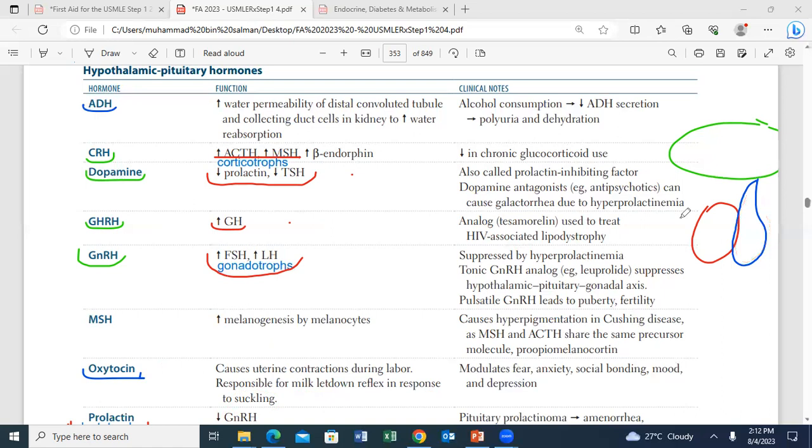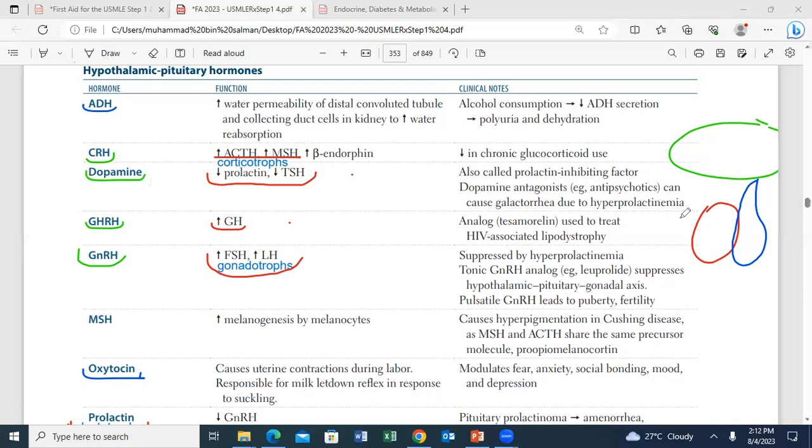Now let us have a look at the releasing hormones released by the hypothalamus. Corticotrophin releasing hormone basically stimulates MSH, ACTH, and beta endorphin. These hormones are released by the pituitary gland. So most of the hypothalamic hormones are promoting the secretions of the pituitary gland. Only dopamine is a secretion of the hypothalamus which inhibits prolactin and TSH produced by the pituitary gland. So most of the hypothalamic releasing hormones stimulate the secretions of the anterior pituitary.